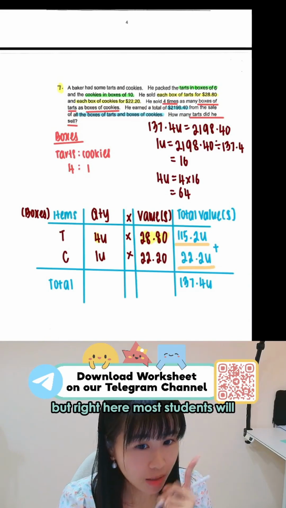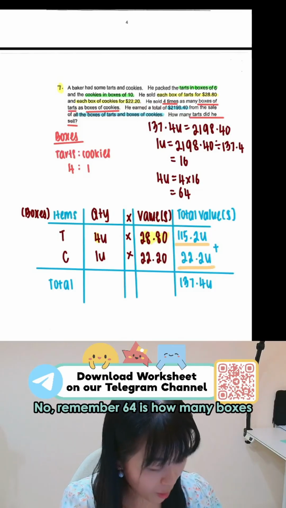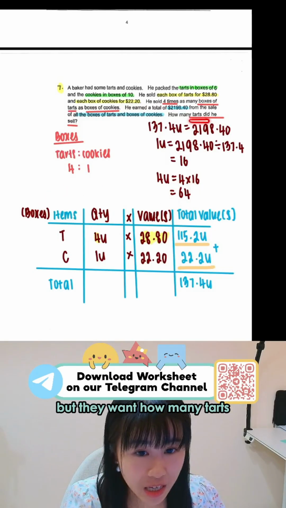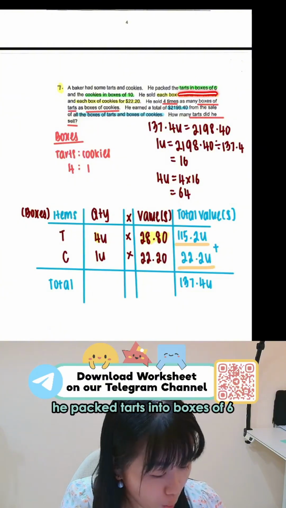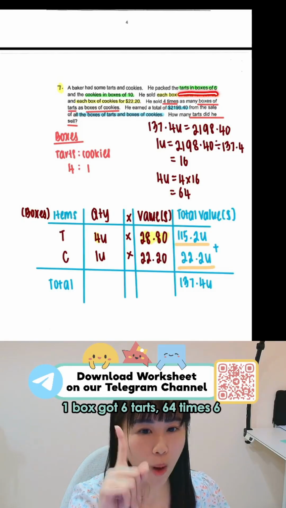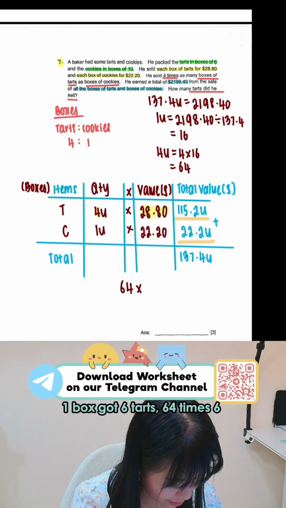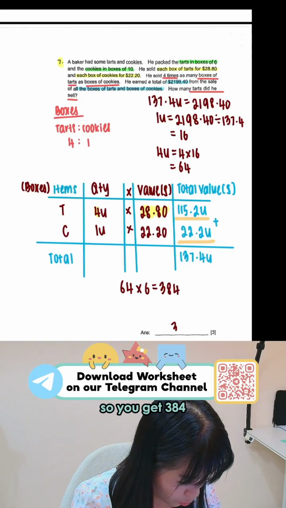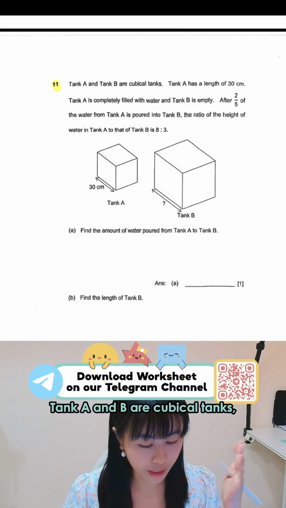But right here, most students will most probably think that that's the answer. No, remember 64 is how many boxes, but they want how many tarts. So you need to go back to your very first layer. He packed tarts into boxes of 6. It means one box has 6 tarts. 64 times 6, so you get 384.